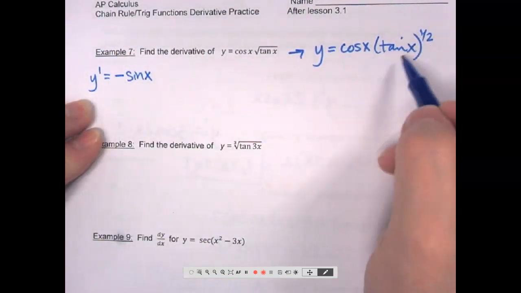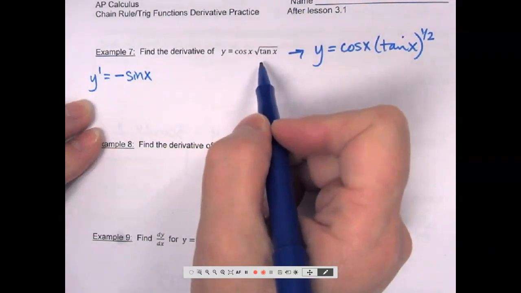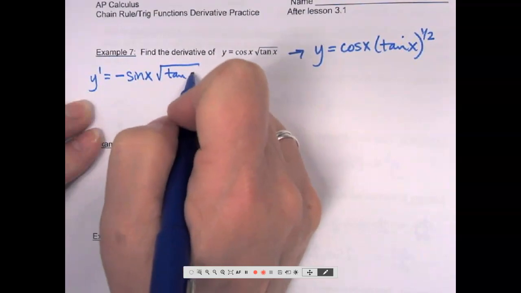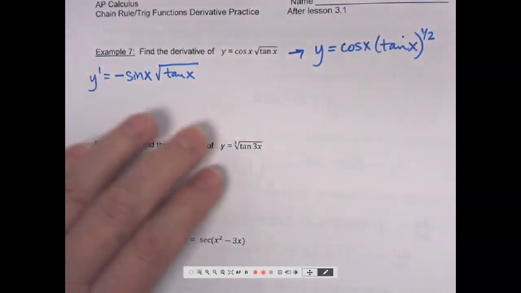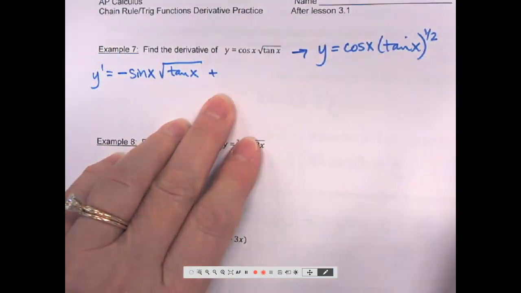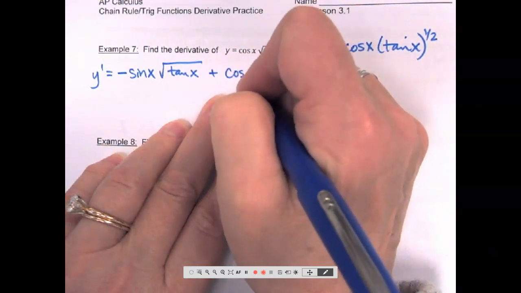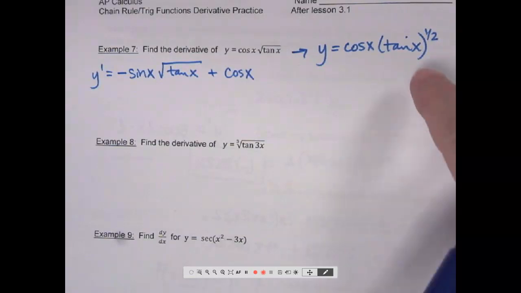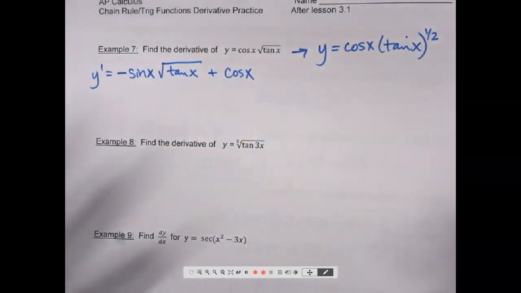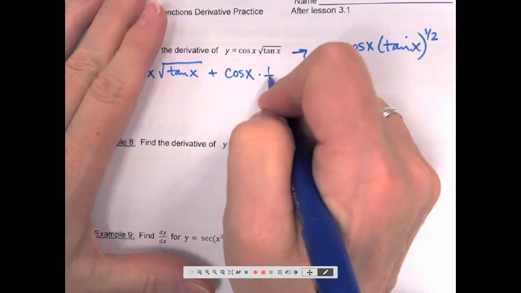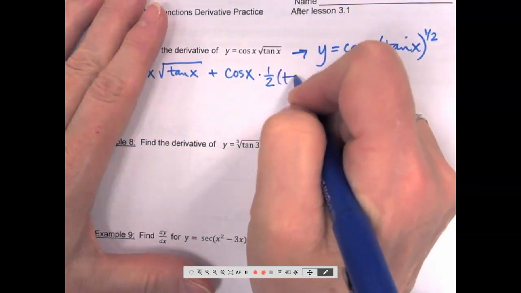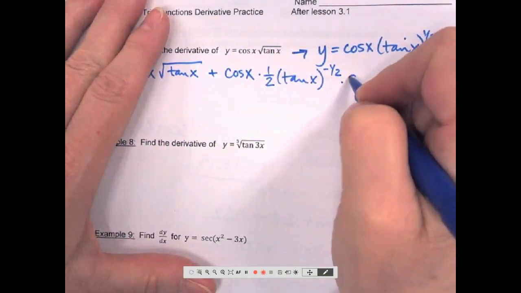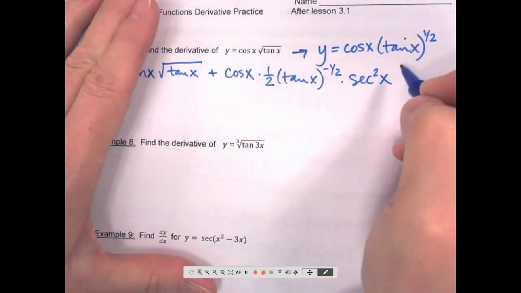Now, when I just write v, I might want to stick with the square root form. So that's u prime v plus u. Okay, here's the tricky part. V prime. How do I find the derivative of tangent raised to the 1/2? 1/2 tangent x to the -1/2 times... That's it.